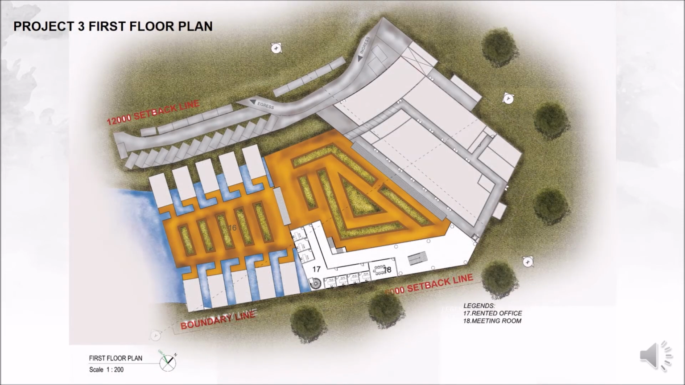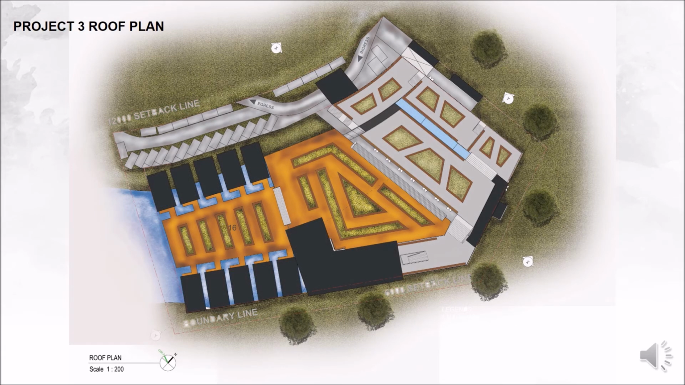For the first floor, there are only two areas, which are the rented office and the meeting room. For the roof plan, the rented studios and Airbnb are pitched with a flat roof to indicate a private area, while the other roofs are roof gardens to make use of the spaces as mentioned earlier.